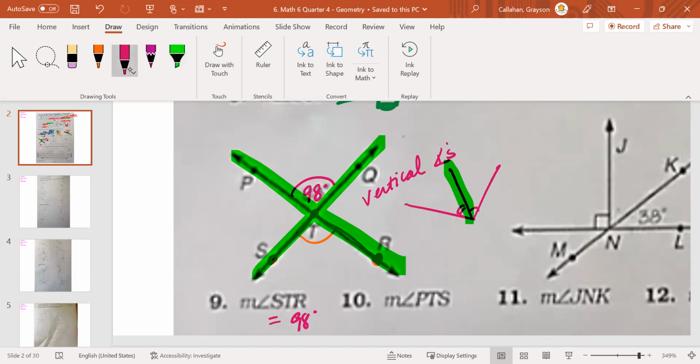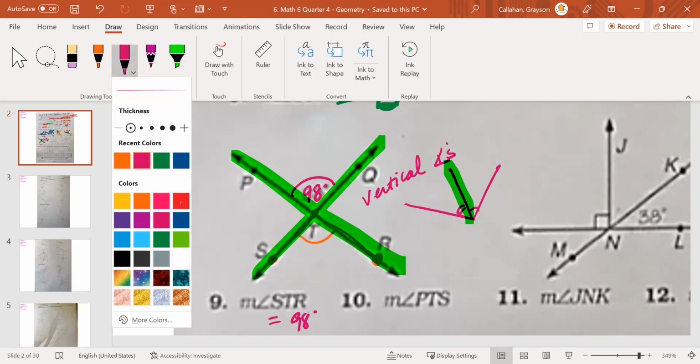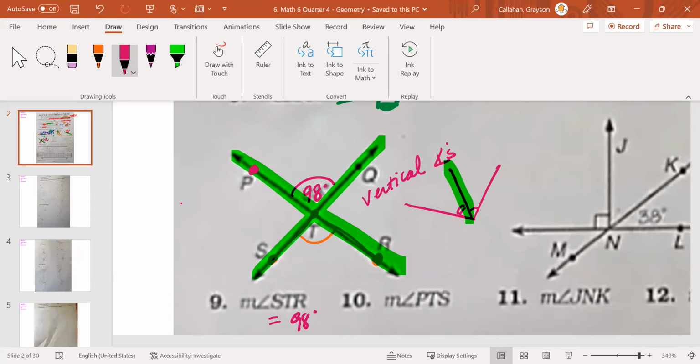All right, number 10, it's asking you for PTS. So here is PTS. So it's asking you for this angle right here with a question mark. Do you see that? Okay. For this angle, first thing you should notice is that they do create a straight line. Do you see the straight line? So to find this angle, I'm going to do 180 minus, well, 98, right? Which is 92 degrees. No, 82 degrees.